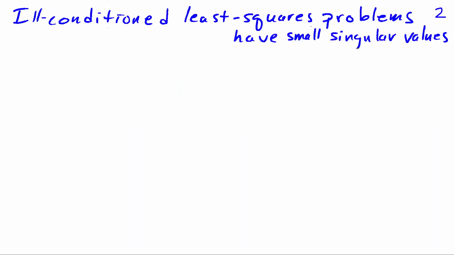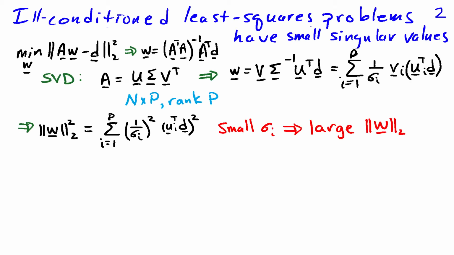We know that the singular values determine the rank of a matrix. Least squares problems which are ill-conditioned end up having small singular values. Recall that if we're going to solve the least squares problem where we minimize the squared error between AW and D, the solution we get is (A transpose A) inverse A transpose D. We can take the singular value decomposition of A, and we'll assume that A is an n by p rank p matrix, and write the SVD as U sigma V transpose.